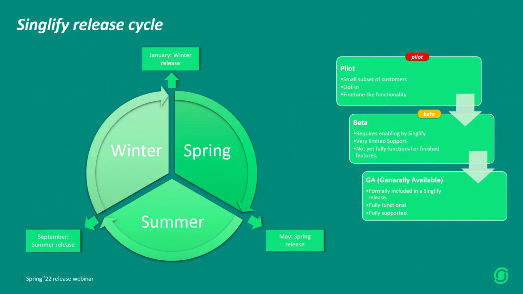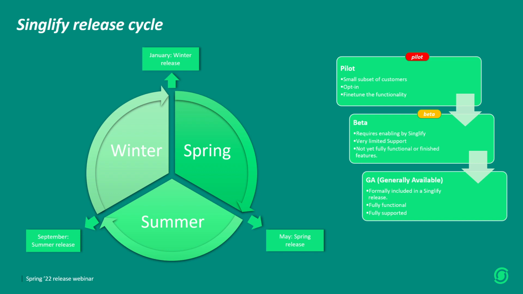We have 3 releases per year: winter, spring, and summer. We basically follow the Salesforce release cycle, but tend to plan our releases 1 to 2 months after the main Salesforce release, so we have time to adapt to any new functionality or technical changes. Our winter release is provided in January, spring in May, and summer in September.